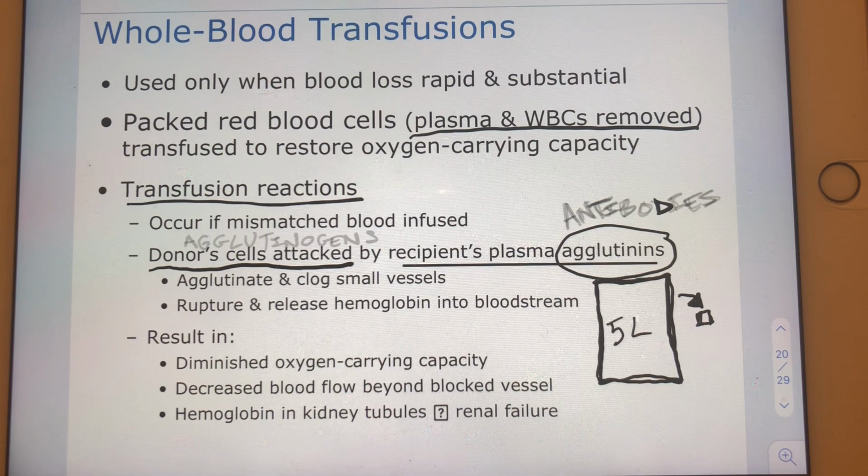Agglutinins are the patient's, the recipient's antibodies. And my mouth said that the patient's agglutinogens will attack donor blood. No. The patient's or recipient's antibodies, also known as agglutinins, will attack mismatched donor blood. So I just wanted to make that correction because this is already tough stuff, and I don't want to make things even worse for you.